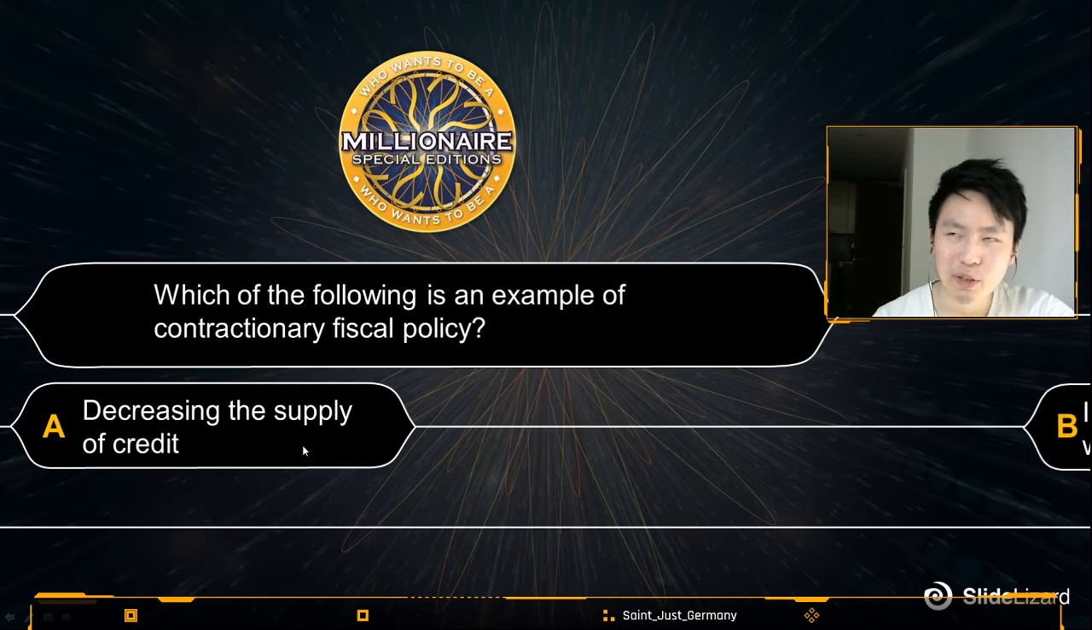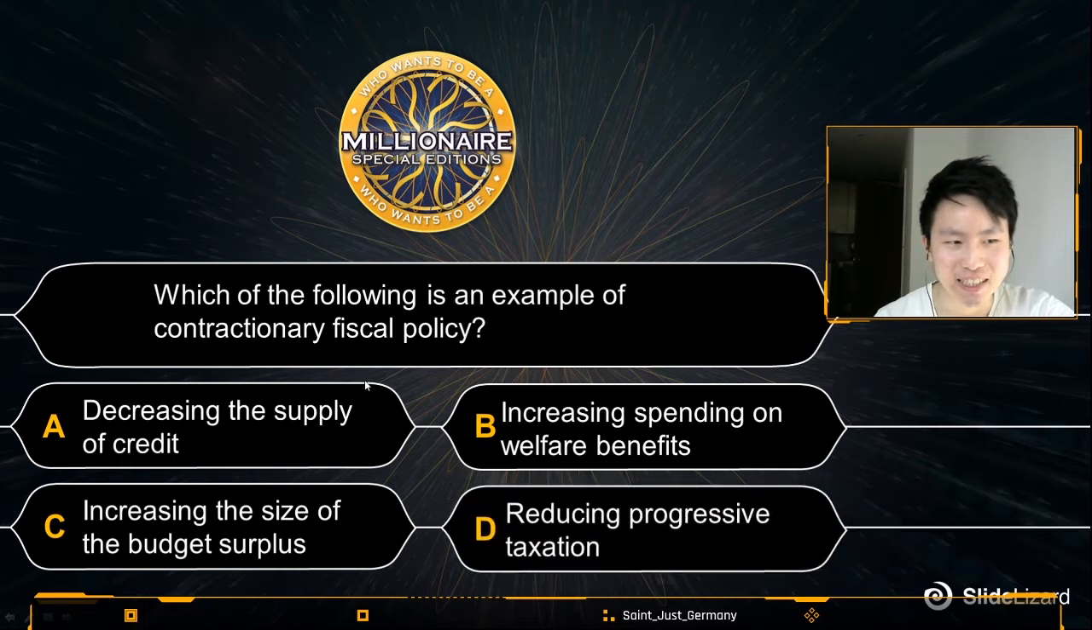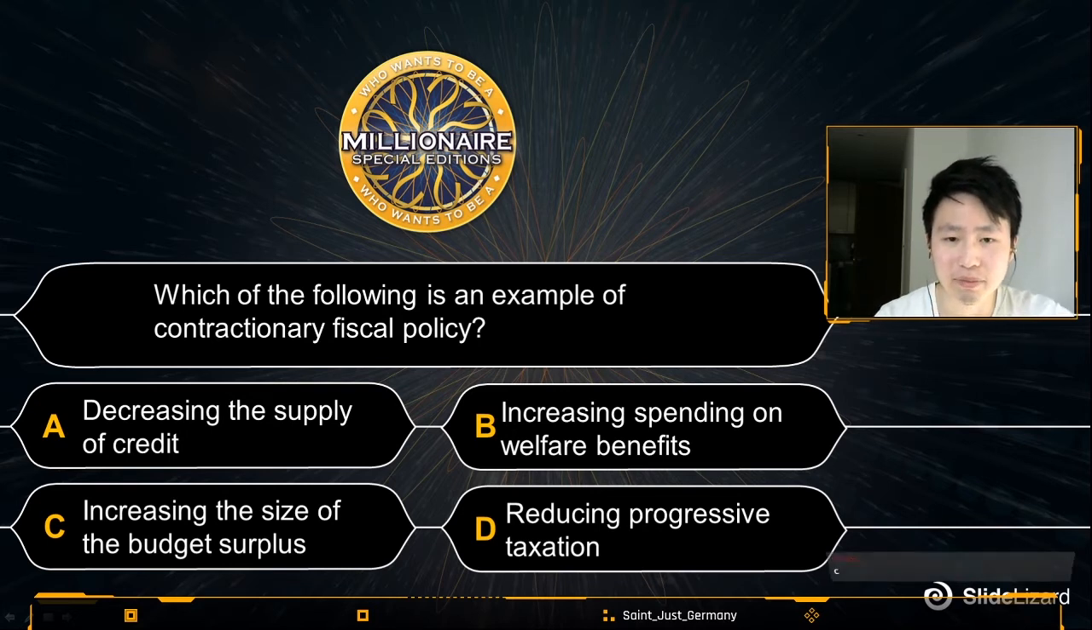For $2,000, there's $2,000 right here for your college education. Don't lose it. Which of the following is an example of contractionary fiscal policy? A. Decreasing the supply of credit. B. Increasing spending on welfare benefits. C. Increasing the size of the budget surplus. Or D. Reducing progressive taxation.